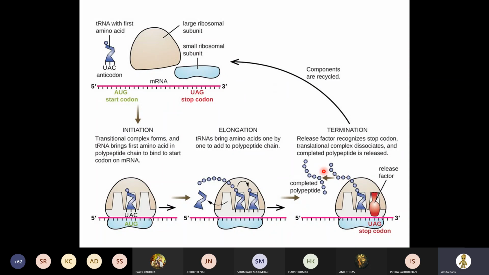This polypeptide chain that has been formed is released, and also the ribosomes, both the subunits, the large and the small one, just go away from this mRNA, they dissociate. So at the end, this is how protein synthesis takes place, with the protein chain being formed.